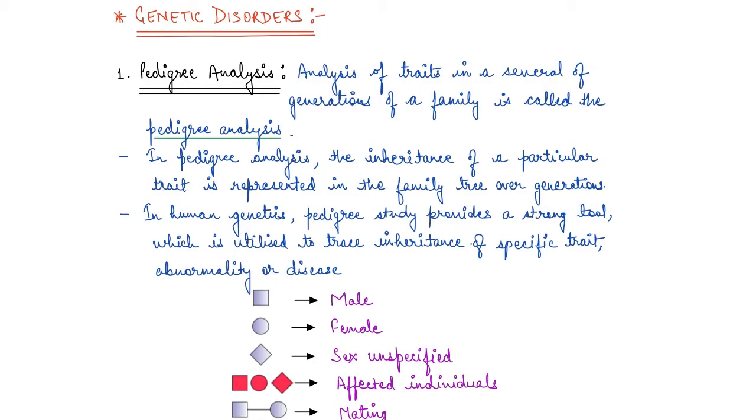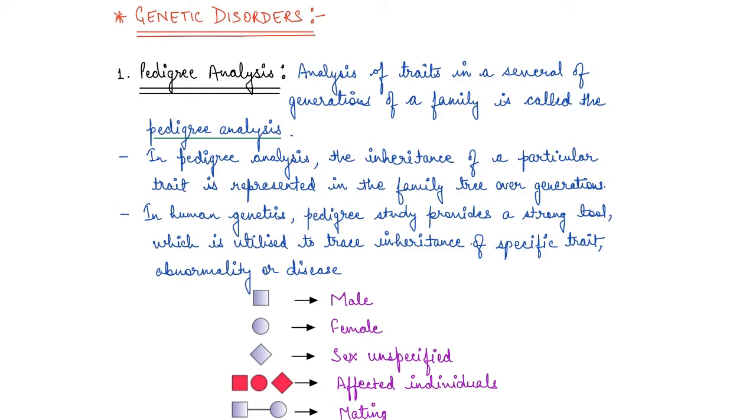So let's start off with the genetic disorder. The very first topic of genetic disorder that we are going to discuss is the pedigree analysis, right? So basically, since a long time there was an idea about some disorders which are inherited, right? After the rediscovery of the work that Mendel did for us, people started analyzing the inheritance patterns in humans, right?